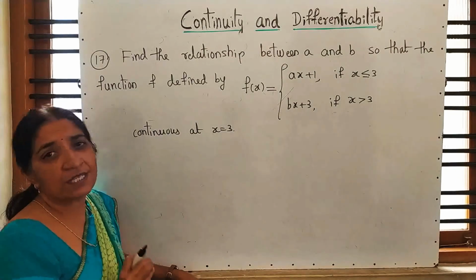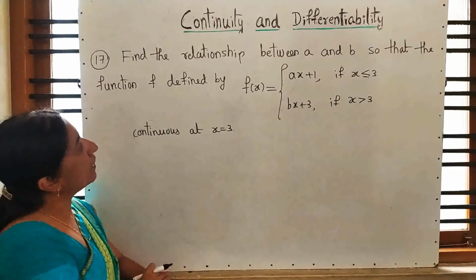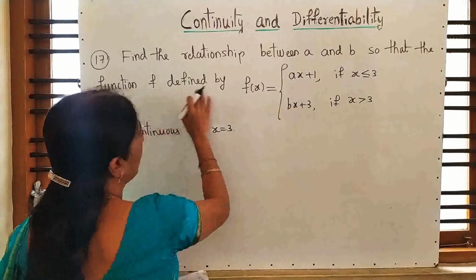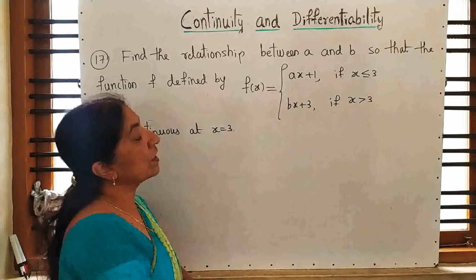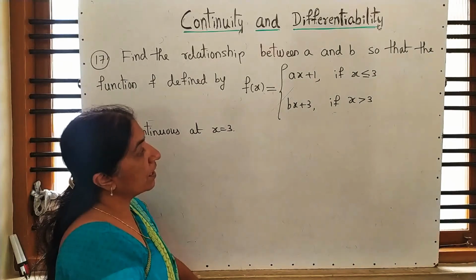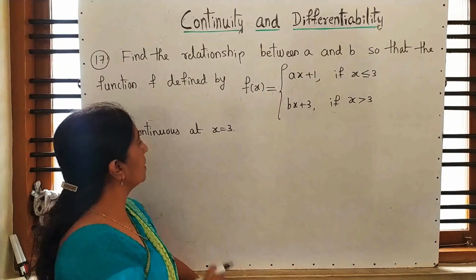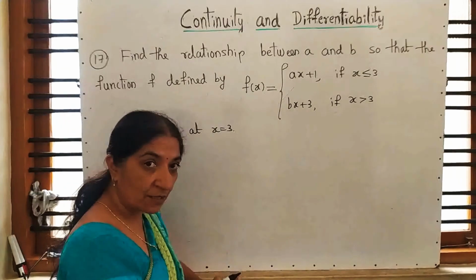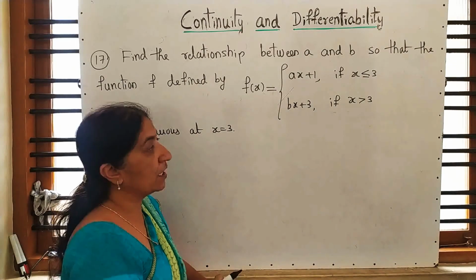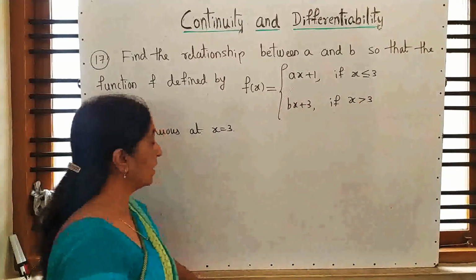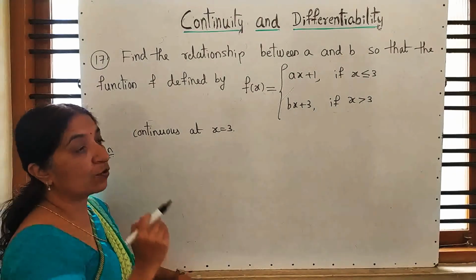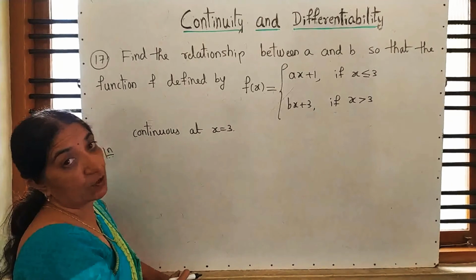See here, the question is a little bit different, but it is interesting. That means in the question itself it is given that the function is continuous at x is equal to 3, and here the function is defined in the form of inequality. So the function is continuous, it is given, and we just have to find how they are related. What is the relation between the unknown values a and b?